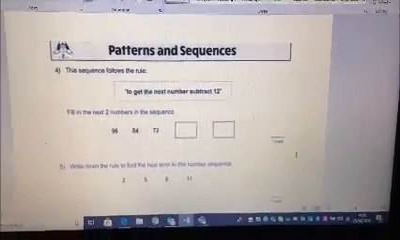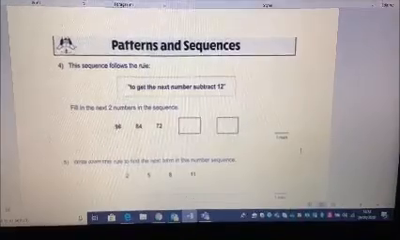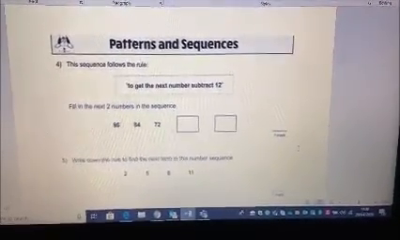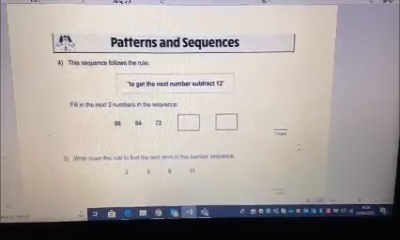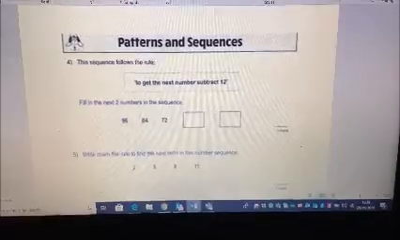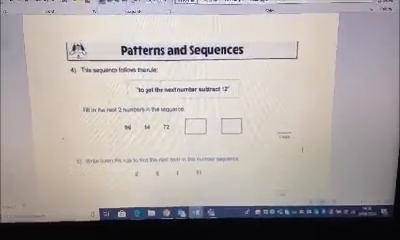Back again with some maths guidance. This time it's on patterns and sequences. This is taken from the home learning pack that can be found on the school website and also Class Dojo. And we are looking at week 4, lesson 5, which would be Thursday's or tomorrow's lesson.